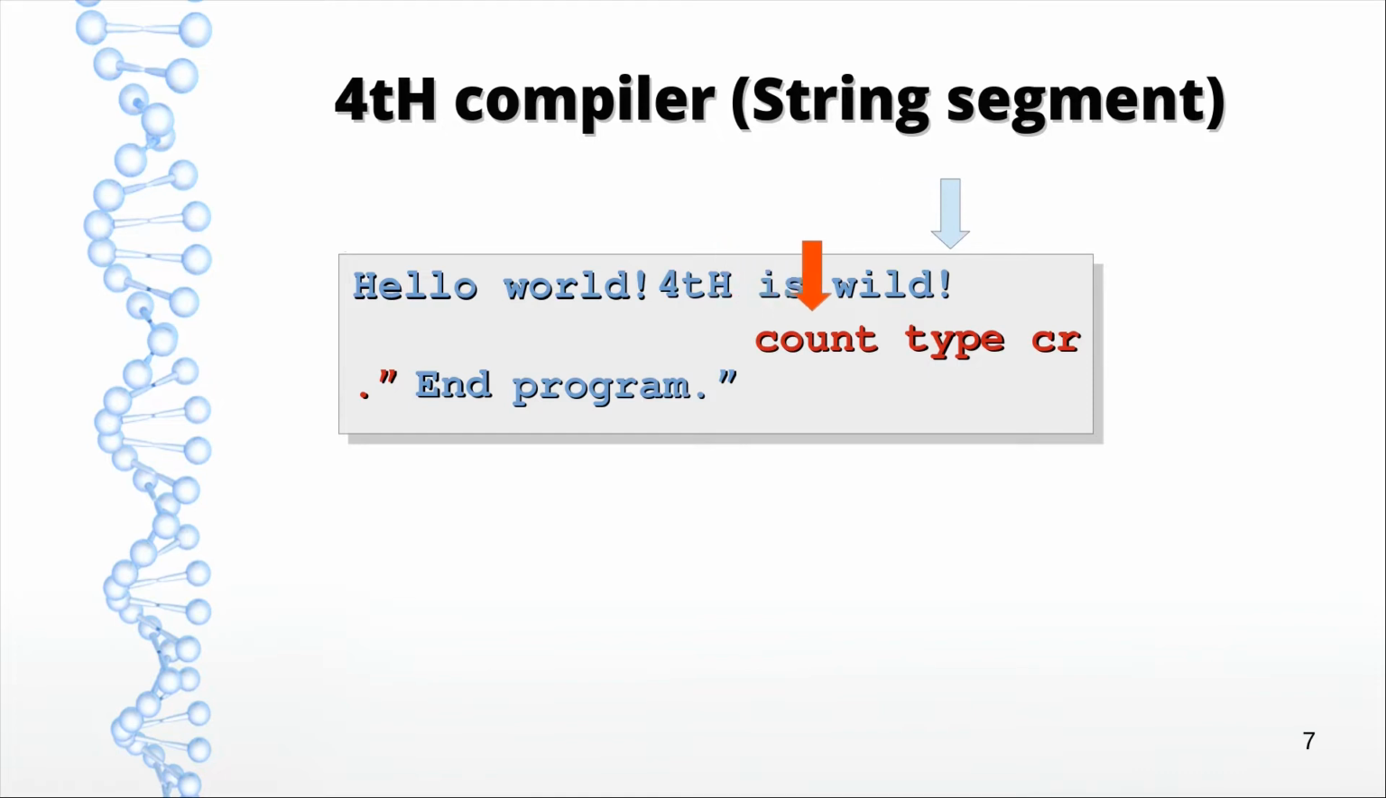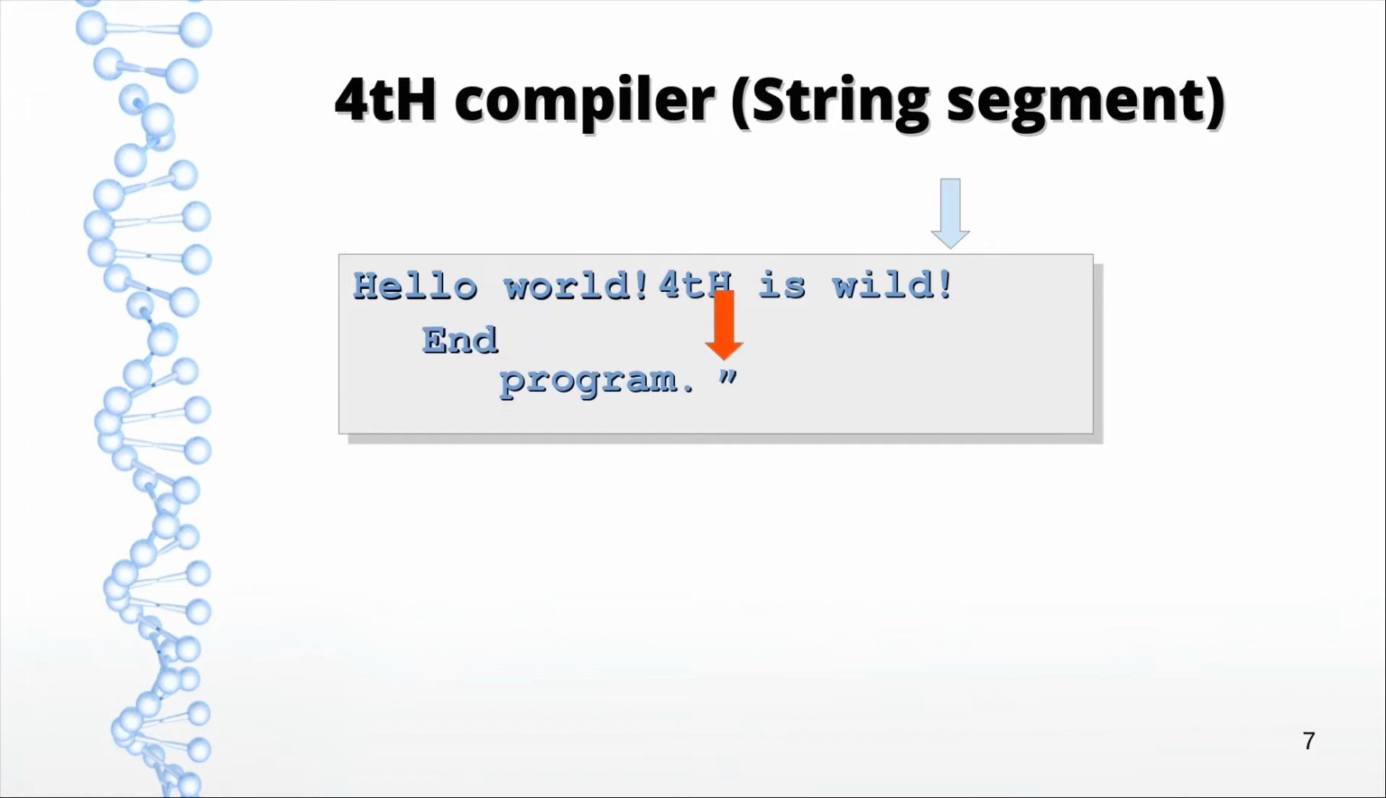Count is parsed and compiled, type is parsed and compiled, and finally CR is parsed and compiled. But our pointer is unchanged. The last .quote, however, is compiled again with the current address of the pointer, then the string constant is moved, just like we've seen before, and the pointer is updated.